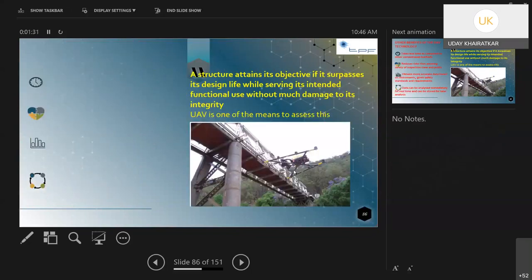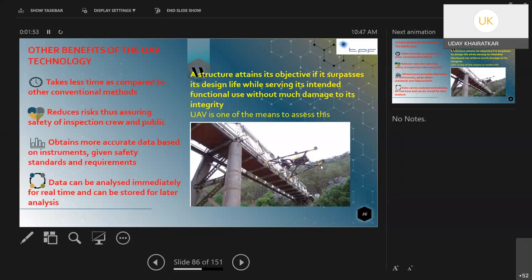A structure attains its objective if it surpasses its design life while serving its intended functional use without much damage to its integrity. So a structure is successful if it surpasses its design life and it serves the purpose for which it is constructed. So UAV is one of the means to assess this.